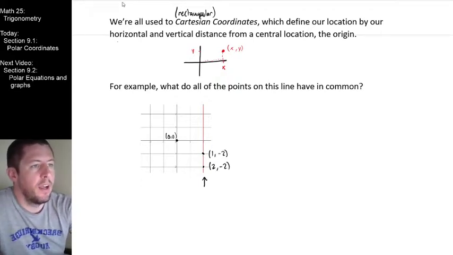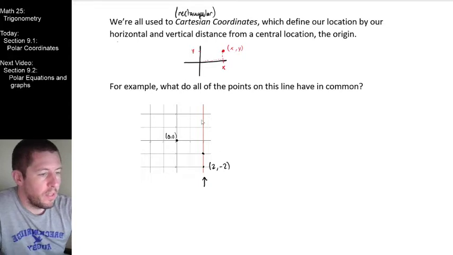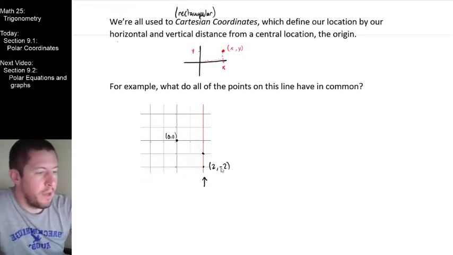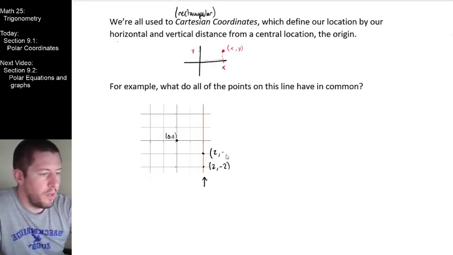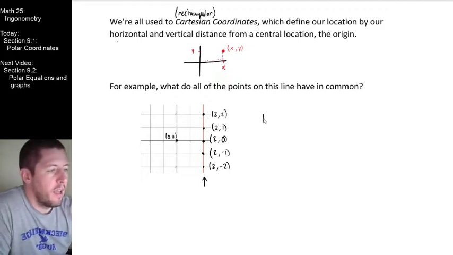Or sorry, I can't do my coordinates here this morning. I swapped, that's 2, -1. I swapped my x and y. This is 2, 0 right here. This is 2, 1. And this guy right here is 2, 2. So I just identified some of the points on this line. And I'm noticing that they all have an x coordinate of 2.